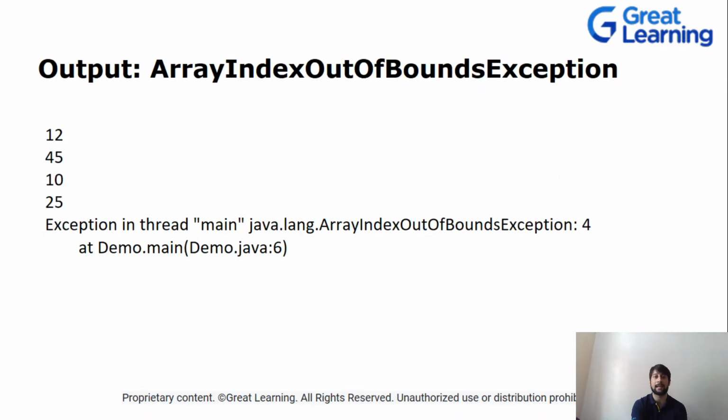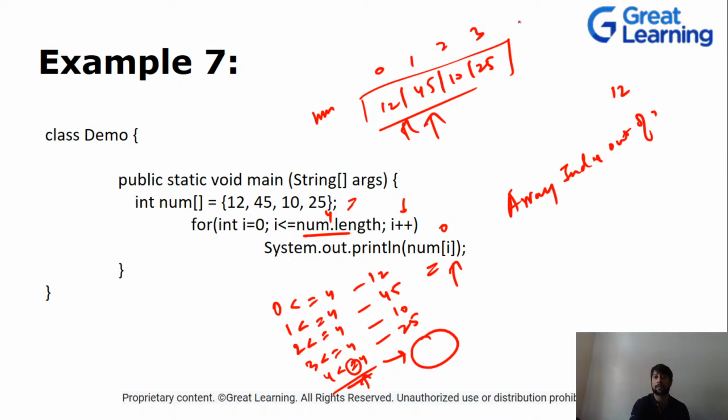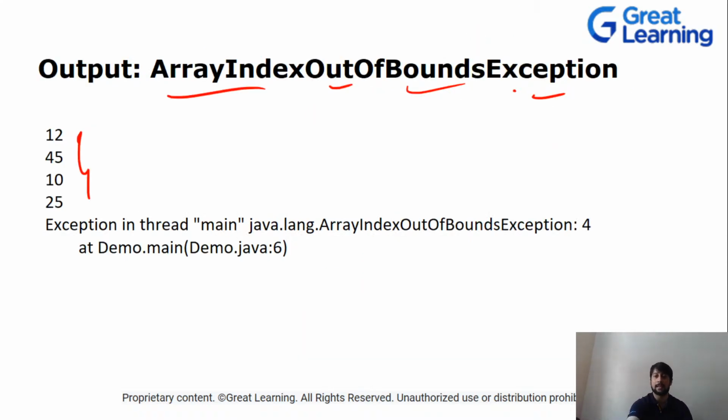Okay, so this is the array that will be getting the array index out of bounds exception. So 1, 2, 3, 4, 4 elements will be printed, and after that you're trying to access some element which is not there. That means you're trying to access this location which is not there. So after printing these 4 elements, you will be getting these errors.